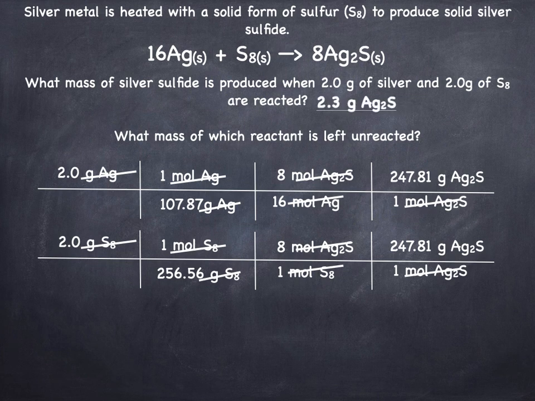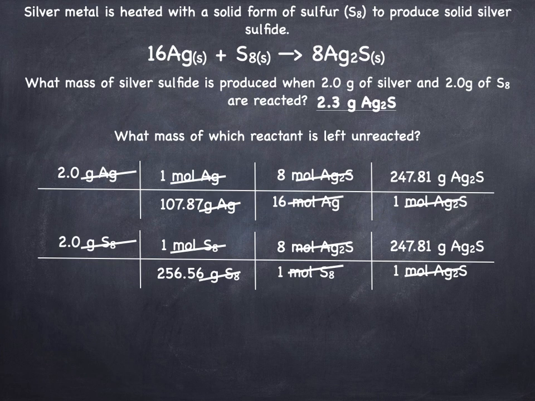And what we find is that 2.3 grams of silver sulfide is the amount you can produce, because that is the lower of the two calculations, with silver being your limiting reagent. You're going to run out of silver first. And so the first calculation produces the 2.3 grams of silver sulfide. The second calculation produces a higher amount, but you can only produce as much product as your limiting reagent allows.